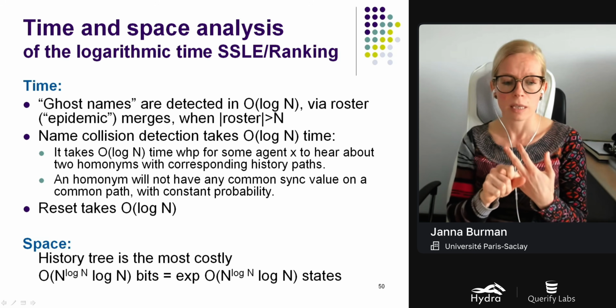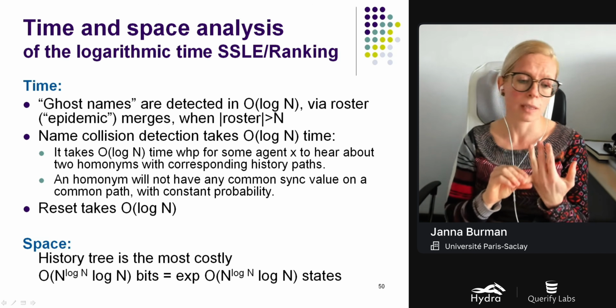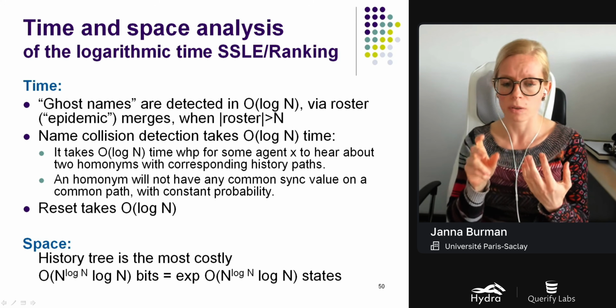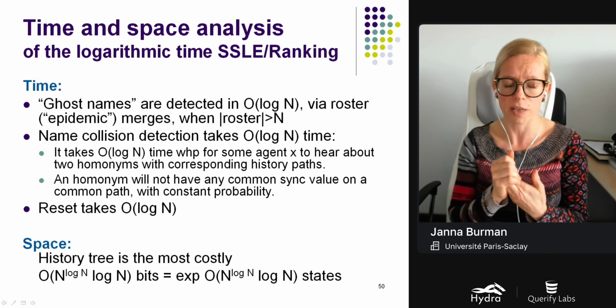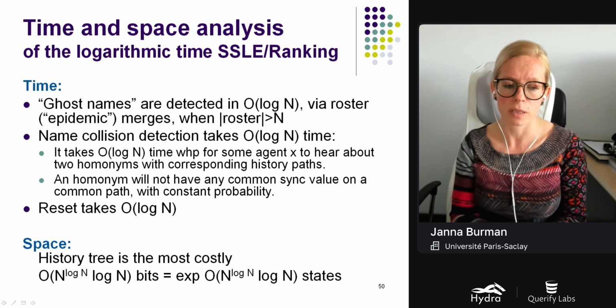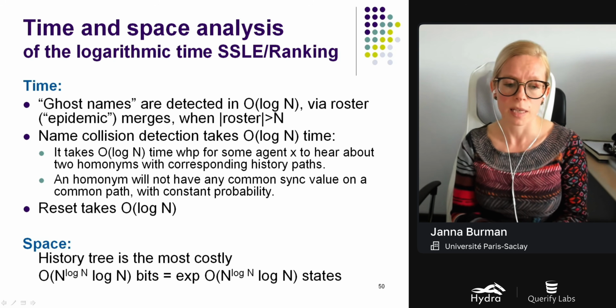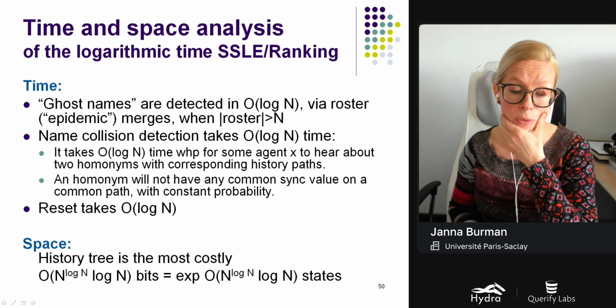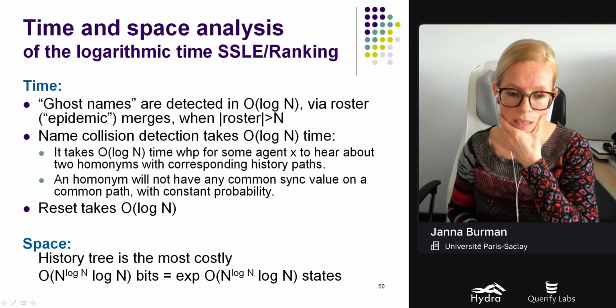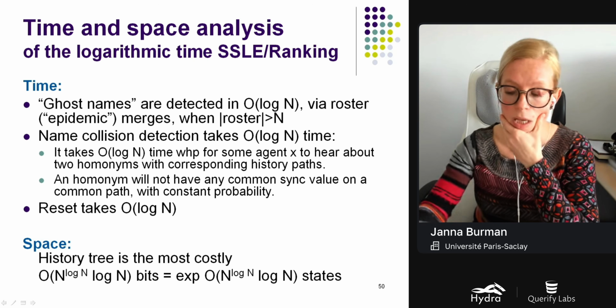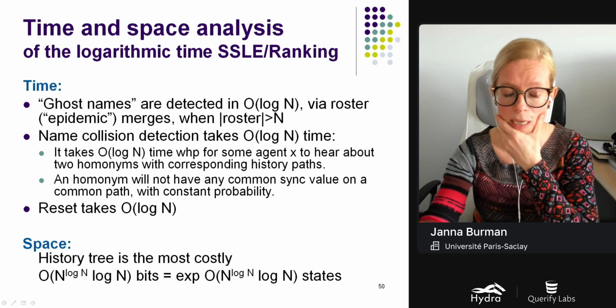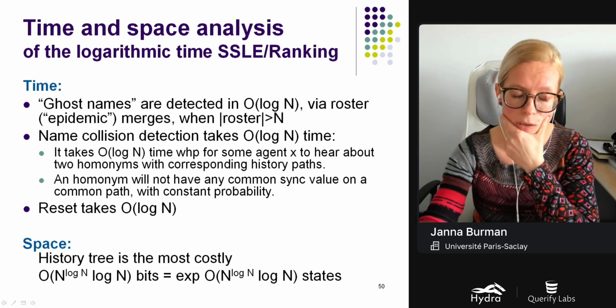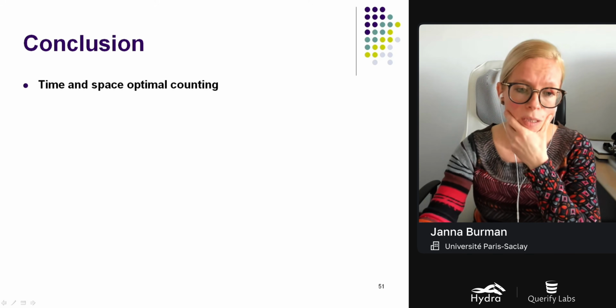name, the roster, sorry, the name in the tree is only the name, also the sequence, the sync value, and all this takes no more than log of n. So this is why we have this number of bits, which of course in number of states is exponential in that. Okay, so in terms of space, there are still places to improve or prove that we can do better. And now let me conclude.